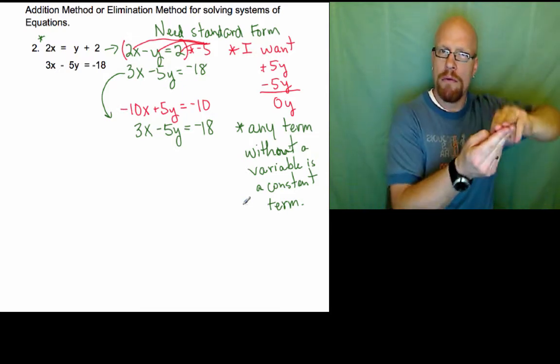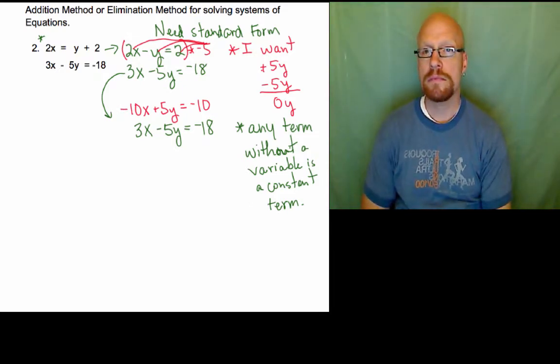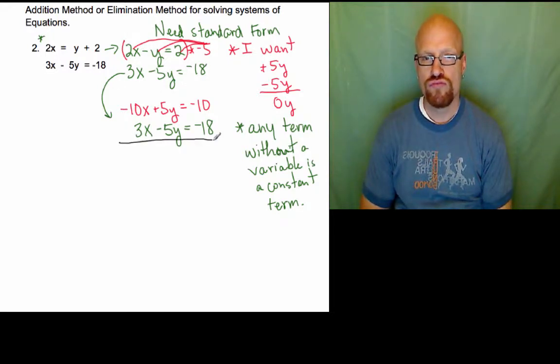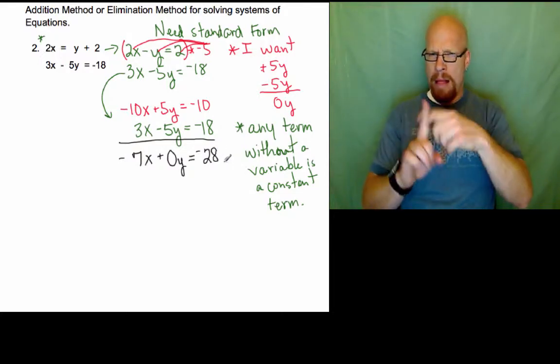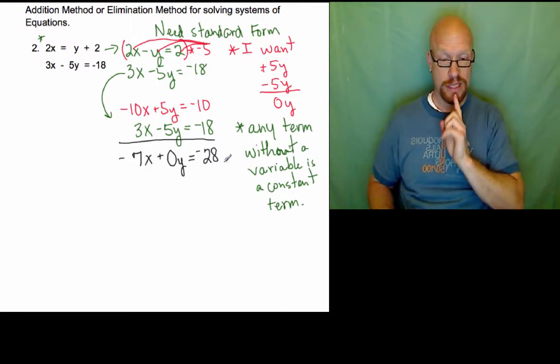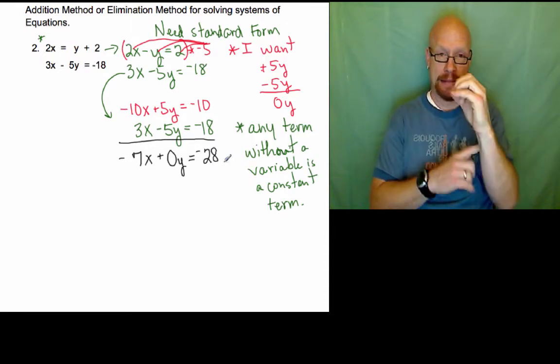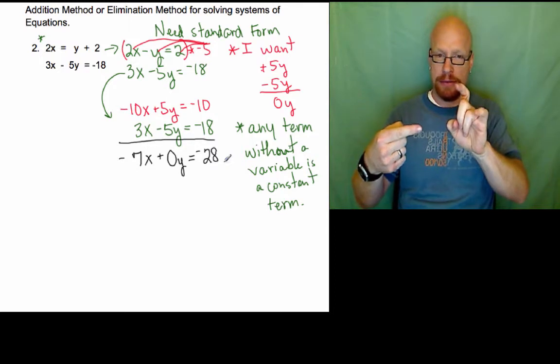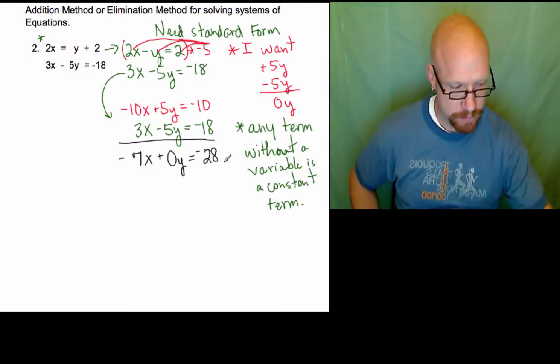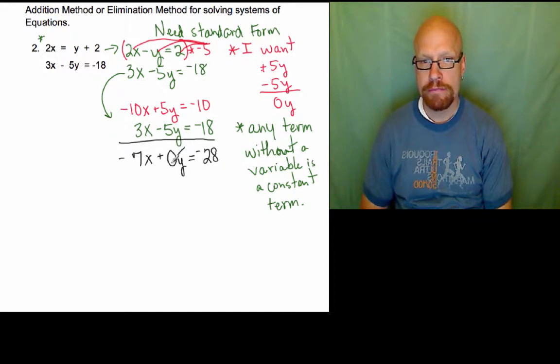Now I'm back. Okay, we're ready to add our terms together and see what happens. Some students would ask me, is it positive 0y or negative 0y or minus 0y? It doesn't really matter. If you add 0 or subtract 0, nothing changes. So really, our next line should be negative 7x equals negative 28.